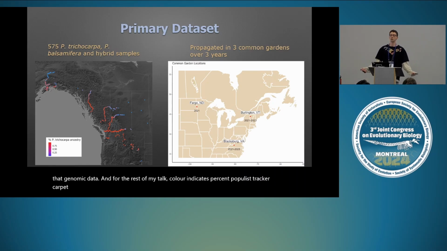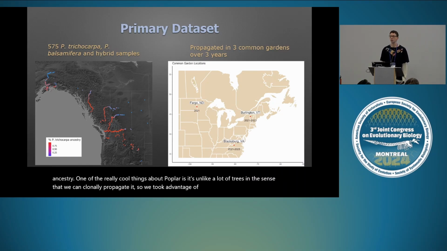One of the really cool things about poplar is it's unlike a lot of trees in the sense that we can clonally propagate it. So we took advantage of that and clonally propagated all 575 of these trees in multiple replicates to 3 common gardens, one in North Dakota, one in Virginia, and one down in Vermont just across the border from here.